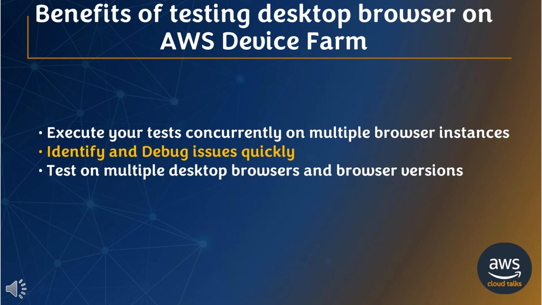Identify and debug issues quickly. You can use videos, console logs, action logs, and WebDriver logs generated by Device Farm to identify, analyze, and quickly fix issues with your web app. Test on multiple desktop browsers and browser versions. You can run your test on multiple desktop browsers, including Chrome, Firefox, and Internet Explorer, to ensure your web app functions as expected in different browser environments.